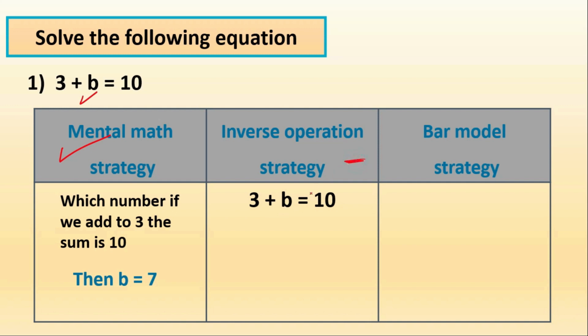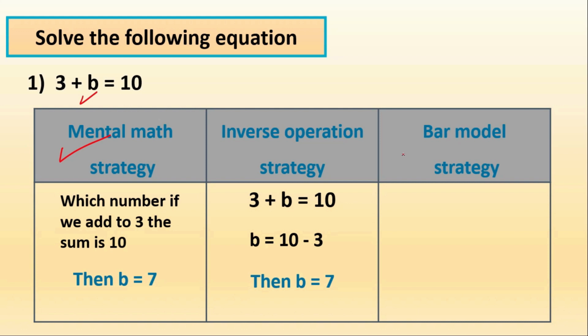Yes. If we subtract 10 minus 3, you will get the value of variable b. 10 minus 3 equals what? It equals 7. So also variable b equals 7. So we can use the inverse operation to find the value of a variable. Okay, that's about the inverse operation strategy.